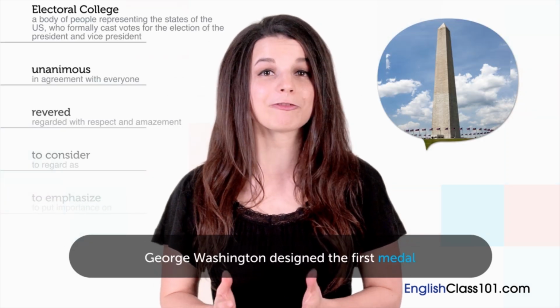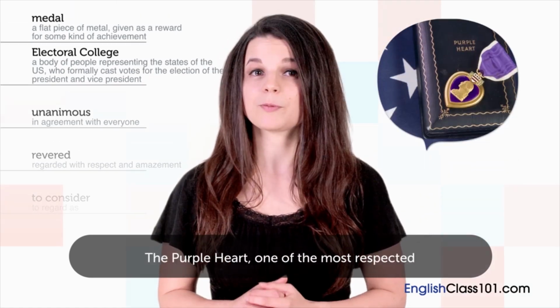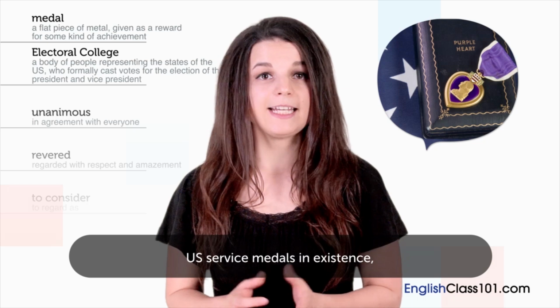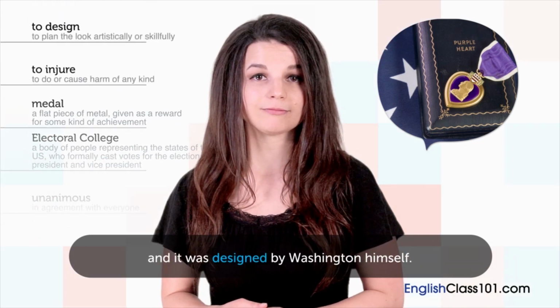George Washington designed the first medal intended for the average soldier. The Purple Heart, one of the most respected U.S. service medals in existence, is given to soldiers who were injured in battle, and it was designed by Washington himself.